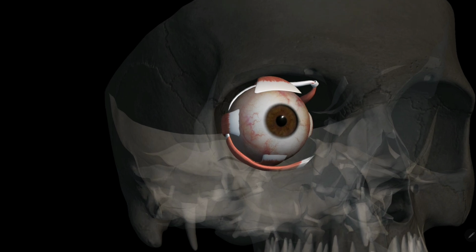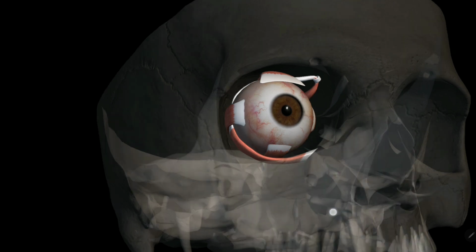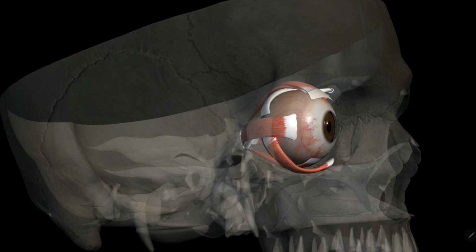Now we are talking about the insertion of the inferior oblique. Here it is originating, and as you can see, it goes below the inferior rectus and also below the lateral rectus and gets inserted on the sclera here. This is the insertion of the inferior oblique on the sclera. This is the insertion of the superior oblique. Here is the insertion of the inferior oblique.